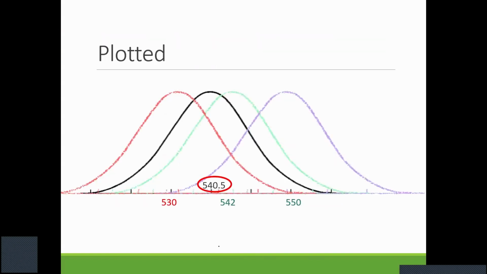And this is what they look like if we think of them as being the center of our normal curve. So here's the population, 540.5, that's the black one. One of the samples gave us a mean down here of 530, so that's this red curve. Another one gave us one that's pretty close to the 540.5. That's the green curve with a mean of 542. And then one gave us one way up here at 550. That's the purple curve.